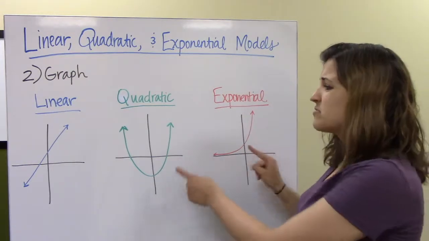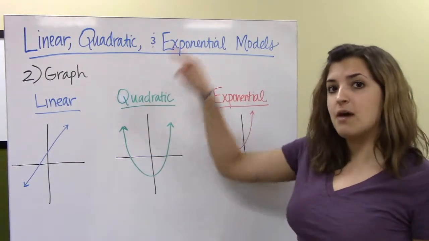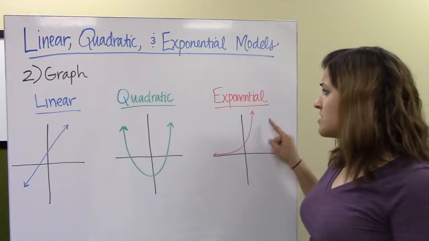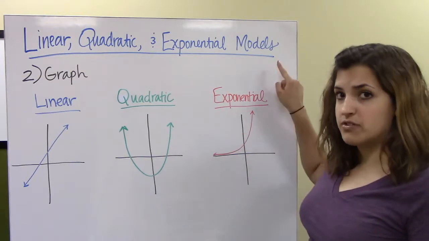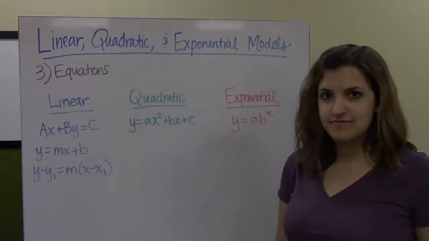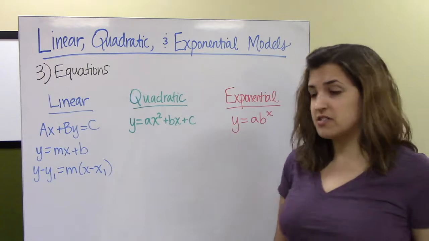The main difference between these two is that quadratics end up going up and then up on the other side, or down on one side and then down on the other side, whereas exponential will only go up in one direction. All right, now let's look at equations. If we're looking at equations, there are also a few different ways we can tell these apart.